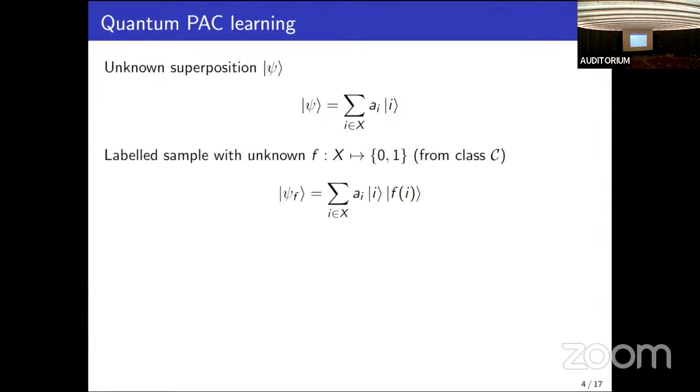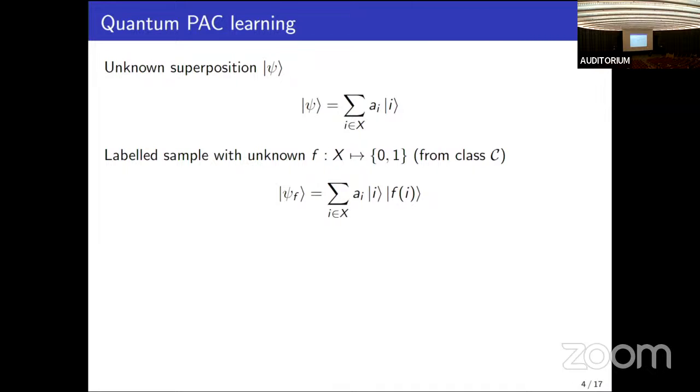Now, originally, this problem was studied due to its relation to another learning problem called quantum PAC learning. So let's look at what that is. Let's look at a more general kind of superposition, but we are still restricted to amplitudes being positive real numbers. Here, the state ket psi is a superposition over the elements in a set X. Next, we consider labeled quantum samples for a function f, which is defined on a domain X and has output 0 and 1. Now, what do these labeled quantum samples look like?